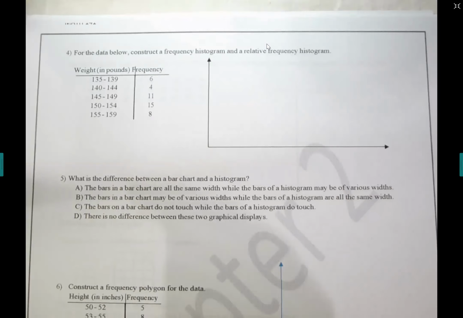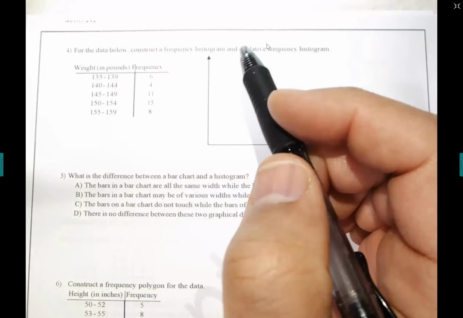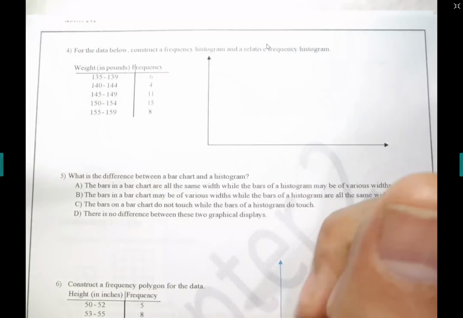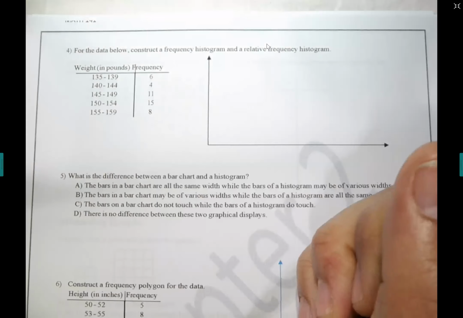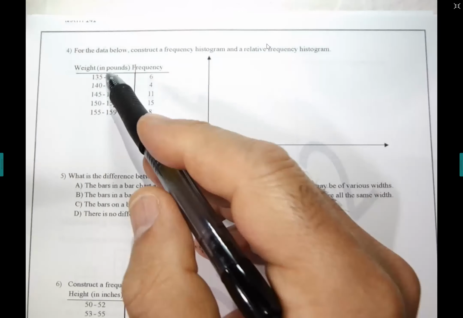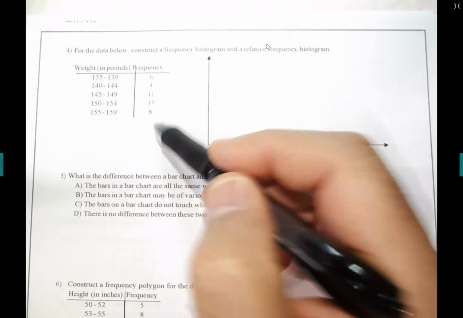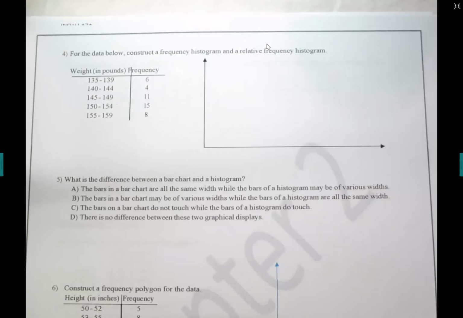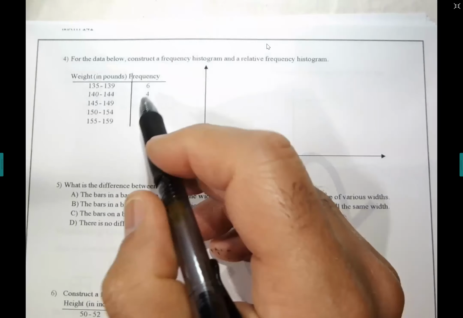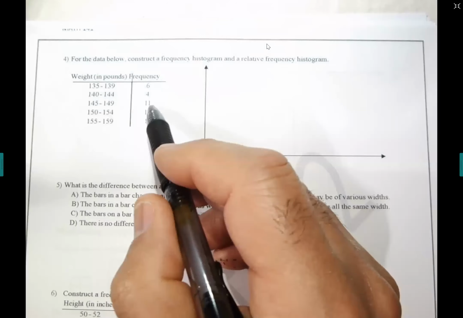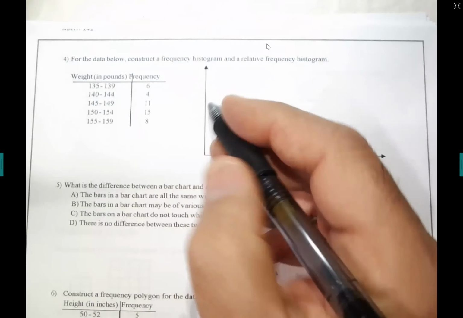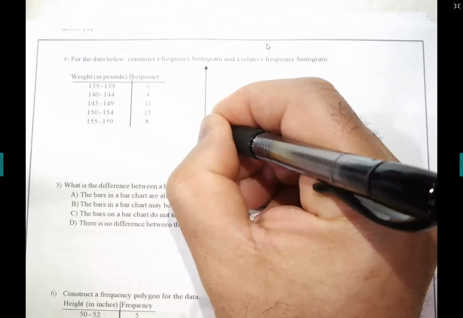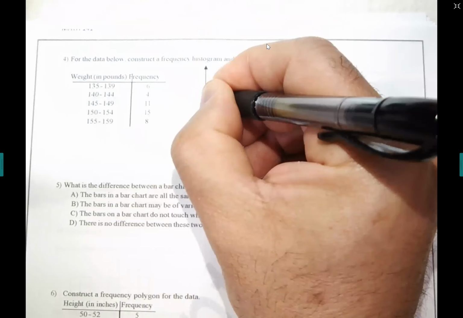So number 4, we're still doing section 2.1, guys. It's kind of a long section here. For the data below, construct a frequency histogram and relative frequency histogram. Okay, you have the frequency distribution table, you have the frequencies, we need to construct the histogram. Let me show you how I would do this. First of all, guys, the highest frequency is 15, so I need to scale this so I can go as high as 15. Look how I'm gonna do it. I'm gonna do it by 3 each time. It's up to you. 3, 6, 9, 12, and then 15.